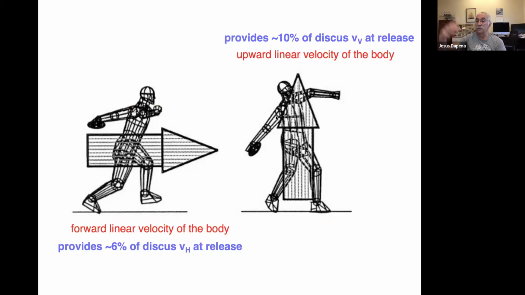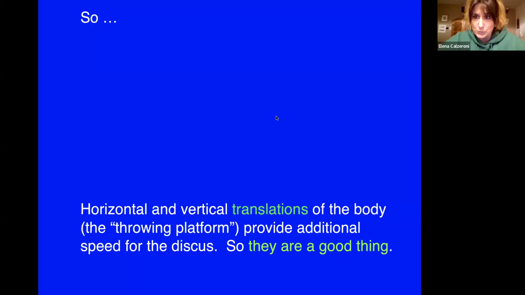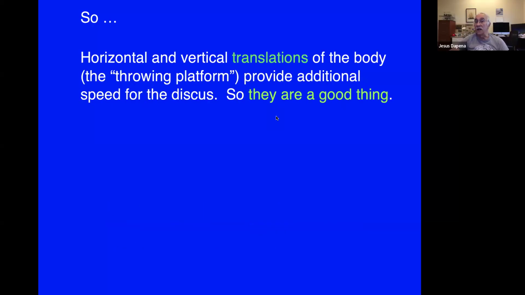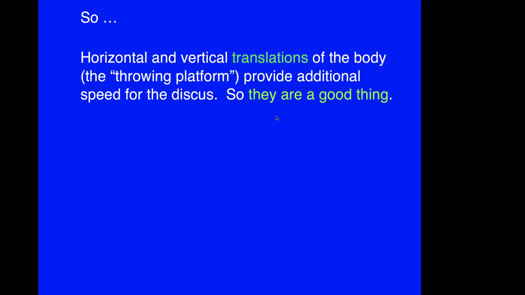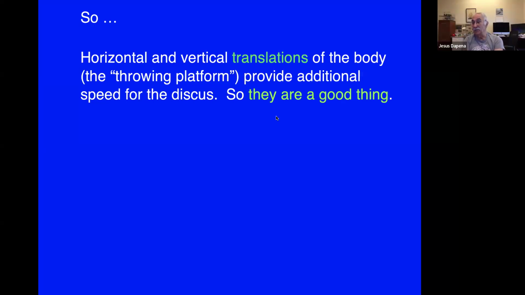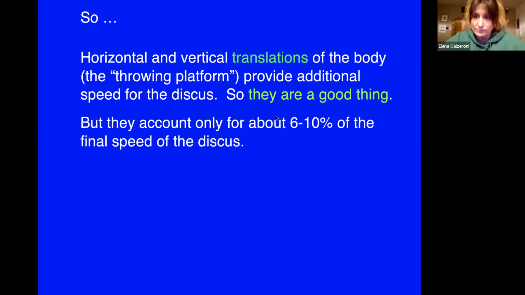And the vertical speed of the body provides about 10% of the vertical velocity of the discus at release. So horizontal and vertical translations of the body, the throwing platform, the ship, they provide additional speed for the discus, so they are a good thing. But they account only for between 6 and 10% of the final speed of the discus.